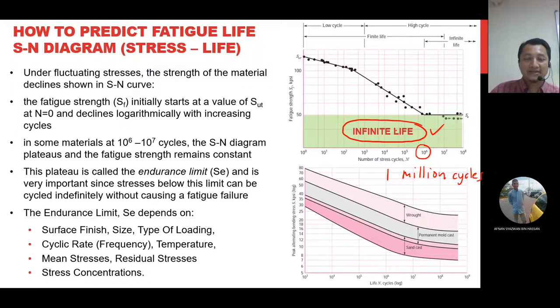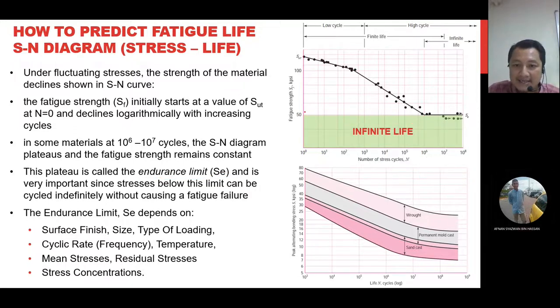So how to achieve infinite life? You have to design it in such a way that it is lower than your something called endurance stress or endurance limit. So contohnya komponen ni, you look here. Kalau kamu design dia 50 KPSI, kilo pound square inch, dia memang infinite life. Kalau kamu design dia 100 kilo pound square inch, tarik sini, life dia cuma tahan banyak tu je lah.